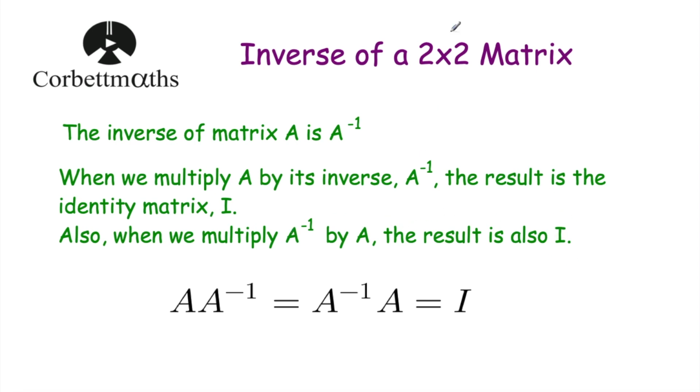Now in this case, we're going to be dealing with 2 by 2 matrices, so the identity matrix would be 1, 0, 0, 1. So whenever we multiply a 2 by 2 matrix, such as A, by its inverse, we will get 1, 0, 0, 1. And likewise, when we multiply the inverse by the matrix A, we also get 1, 0, 0, 1. So that's what an inverse matrix is. Let's see how we would find one.